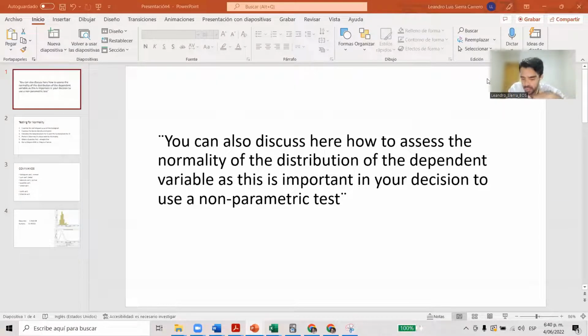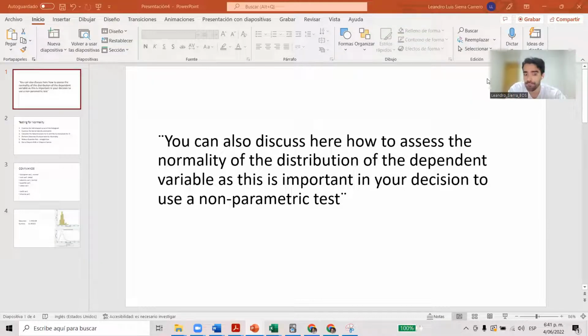Before talking about Mann-Whitney, before talking about Wilcoxon, before talking about non-parametric tests, I had a doubt about how to assess normality, because we use non-parametric tests when we have non-normally distributed data, and we use parametric tests when we have normally distributed data. But how do you assess that normality? That was one of my questions, and I think it's important to talk a little about that.